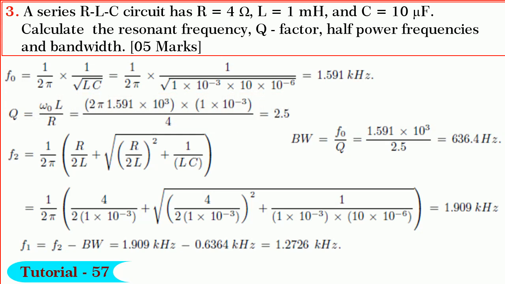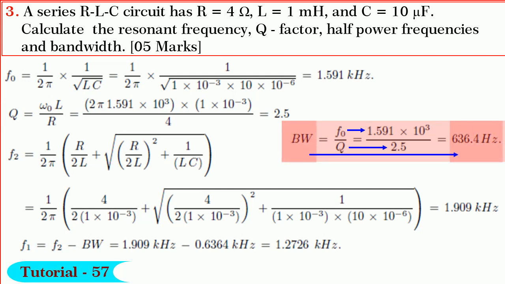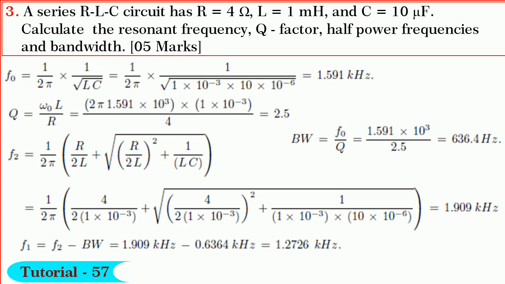Next, we know bandwidth is equal to F naught by Q. By substituting F0 is equal to 1.591 into 10 to the power of 3 and Q is equal to 2.5 and solving, we get bandwidth is equal to 636.4 Hz.